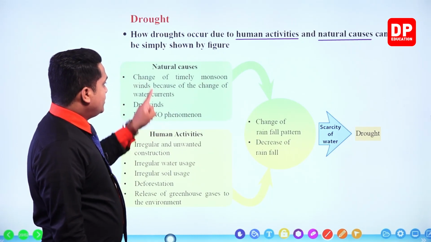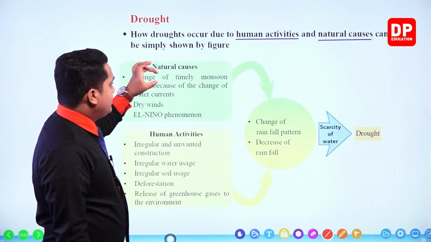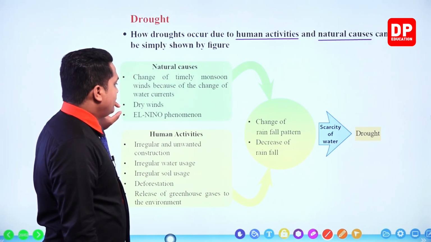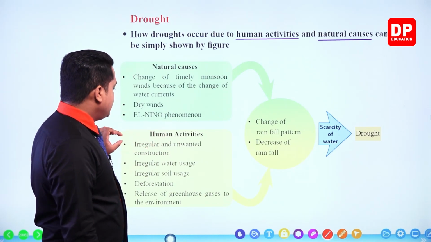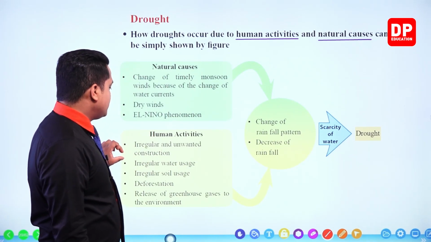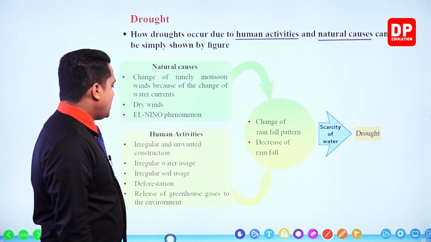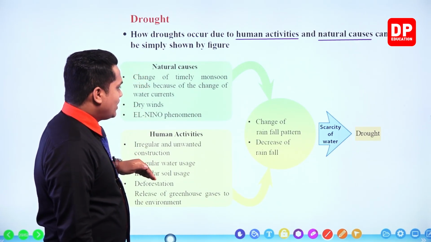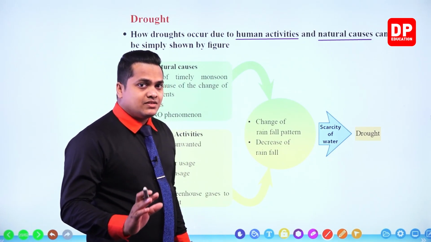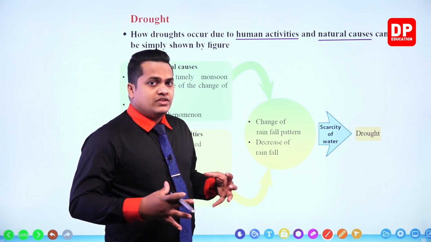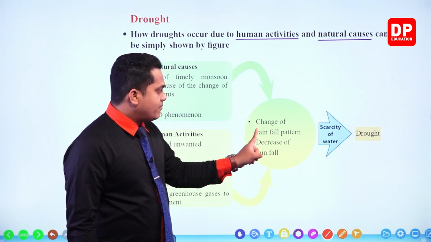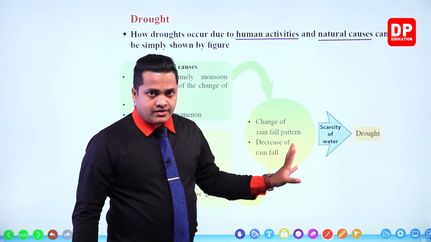Okay, so you know that natural causes are like a change of timely monsoon winds because of the change of water currents and dry winds, and the El Nino phenomenon. And several human activities: irregular and unwanted constructions, irregular water wastage, irregular soil usage, deforestation, and release of greenhouse gases to the environment. So, my dear children, because of these reasons, what will happen? The main influencers that are going to occur because of these reasons are, number one, change of rainfall pattern.